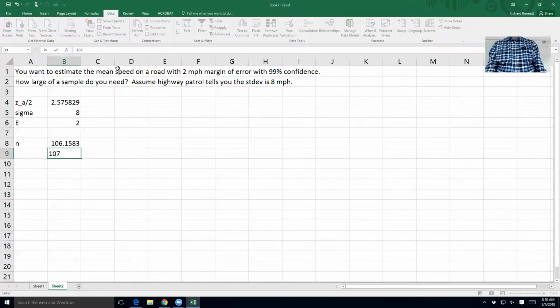107, right? Okay, that's the biggest mistake people make, is they don't round or they round improperly. It's not 106 because 106 would be too small. I need 107 to get 99% confidence. Okay?